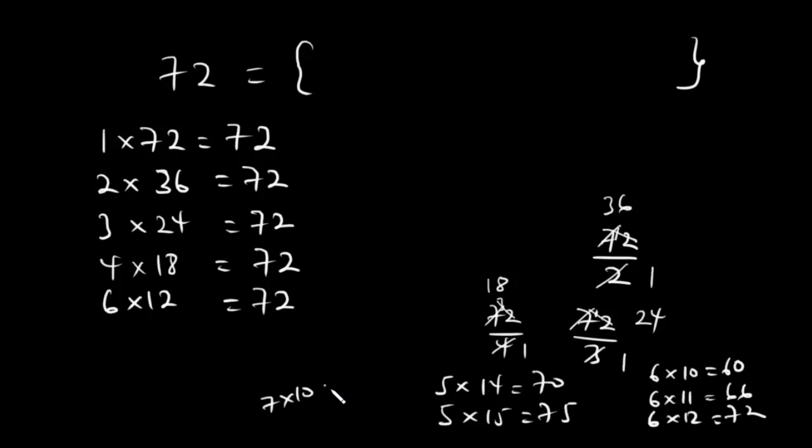7 times 10 is equal to 70. And then 7 times 11 is equal to 77. So 7 cannot be a factor of 72.